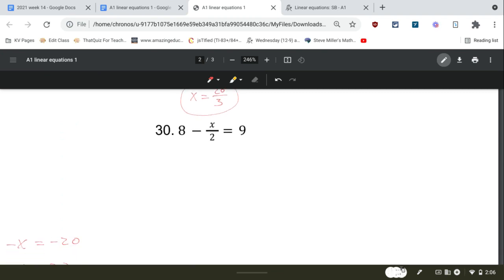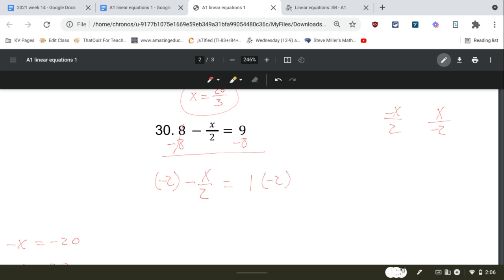All right, I'm going to move my 8 over. 8 minus 8, 0. And I'm left with negative x over 2 is equal to 1. So that negative there could either represent negative x over 2, or it could represent x over negative 2. It's really up to you, however you want to deal with it. So to cancel this out, I'm going to multiply both sides by negative 2. That's what I'm going to do.